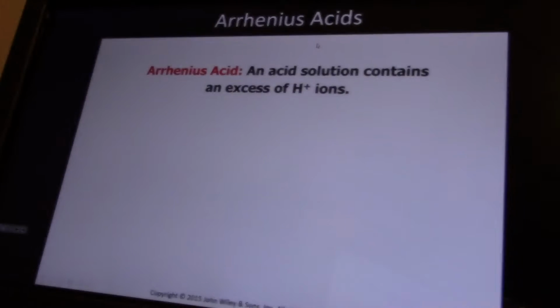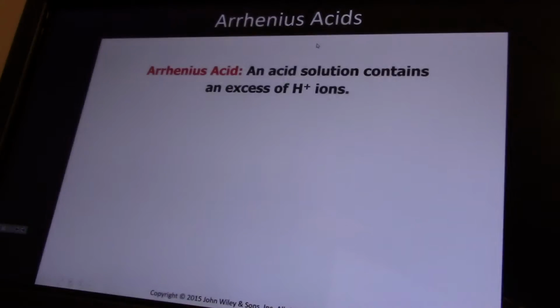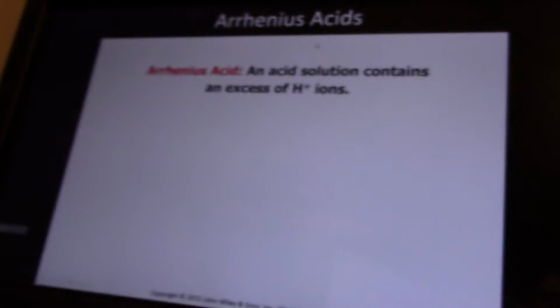The first theory of acids and bases came from Arrhenius. Whoops, that's not showing up. He said an acid is a solution that contains an excess of H plus ions in aqueous solution. So in his theory, acids were compounds that contain H plus, and when they dissolved in water, they would release a free H plus.